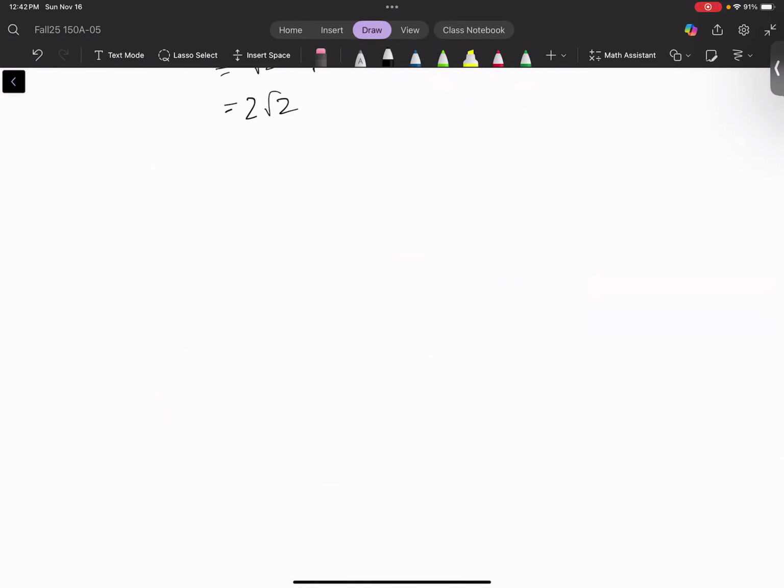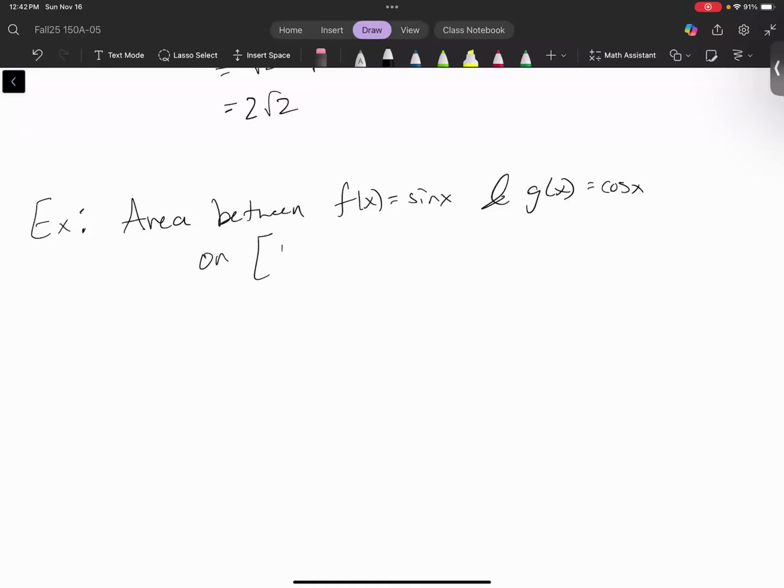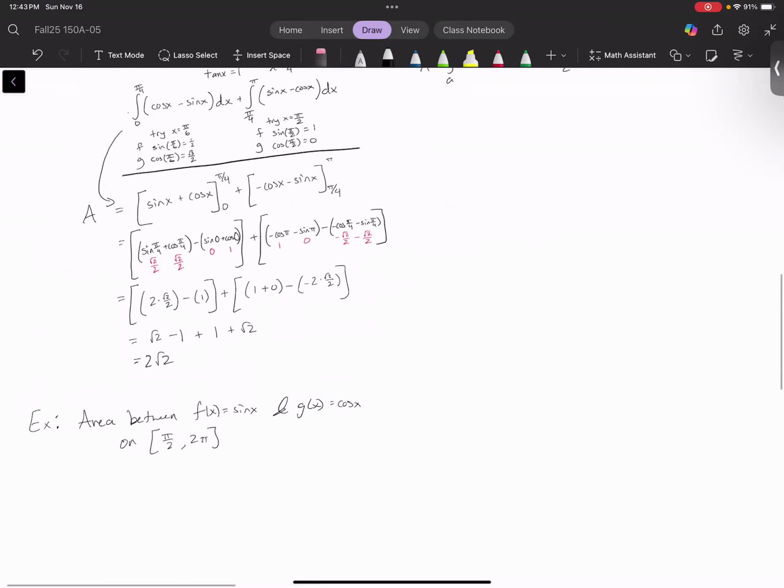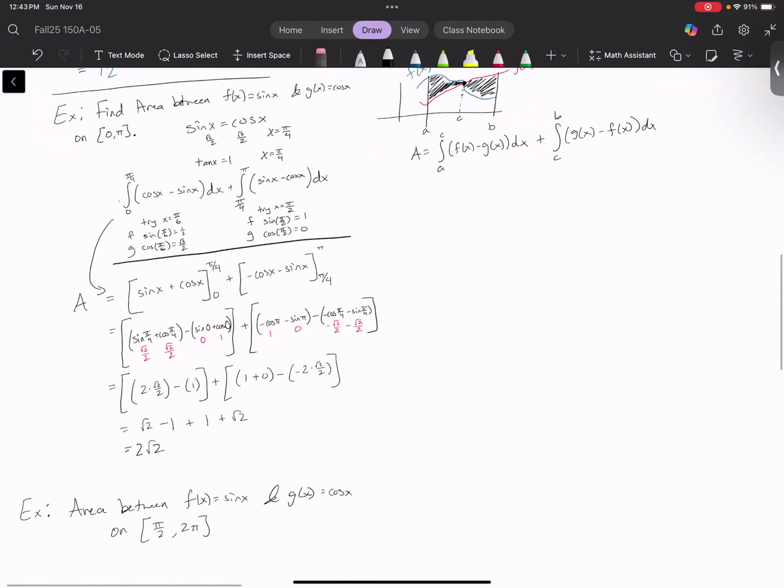Let me get you guys to try this one. So, the area between f of x equals sine x and g of x equals cosine x. Okay. And let's do it on the interval pi over 2 to 2 pi. Okay. So you guys go ahead and try this one. Pause here. Let me put everything on the board just in case you want it. So there we go. Go ahead and pause here.